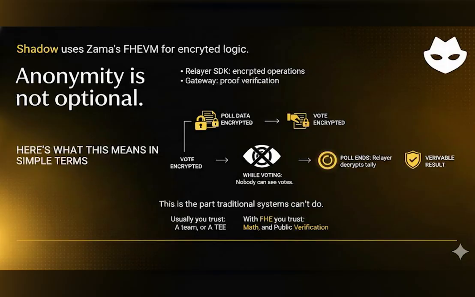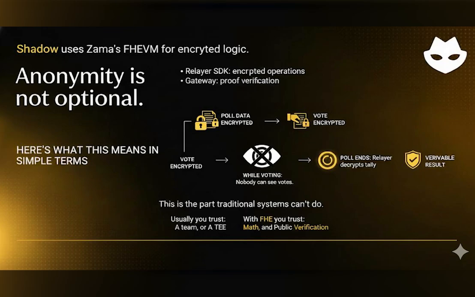When you create a poll, your poll data gets encrypted. When someone votes, the vote gets encrypted. While voting is open, nobody, not even you, not even Shadow, not even the blockchain validators can see what was voted. Only after the poll ends, the relayer decrypts the final tally and publishes a verifiable result.